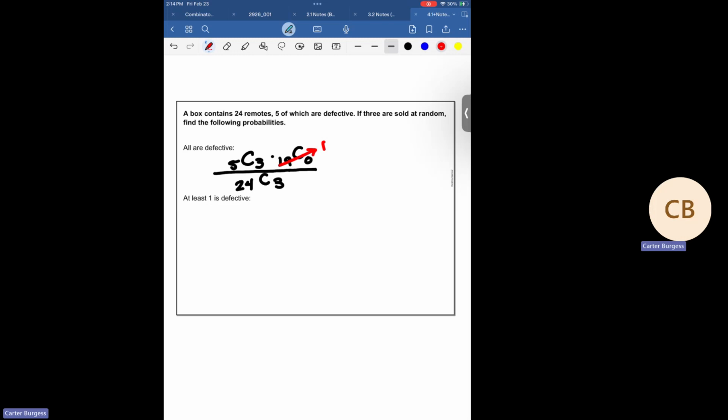It's because the denominator represents all possible outcomes, and an outcome in this case is the selling of 3 remotes. So this is all total possible ways to pick 3 remotes to sell out of 24. Importantly, does the order in which we sell the remotes matter? No, which is why it's 24 choose 3.